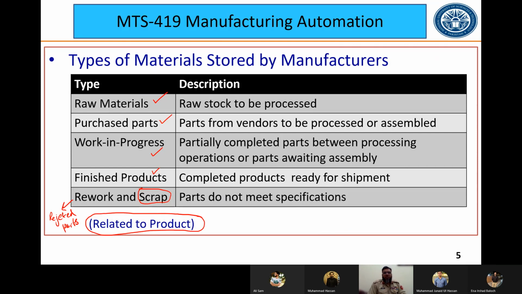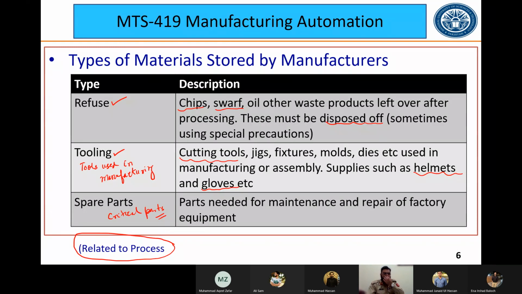The types of materials which are stored by the manufacturer. First we are going to talk about the materials which are related to the product. These are the raw materials. These can be purchased parts, work in process, finished product, rework and scrap. So parts which do not meet the specification need a rework or a scrap, and these are the rejected parts which can be used as a raw material for the next parts. Okay? So this is related to the product, and these are the stored materials.